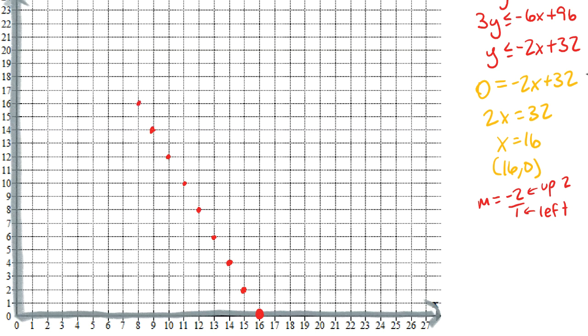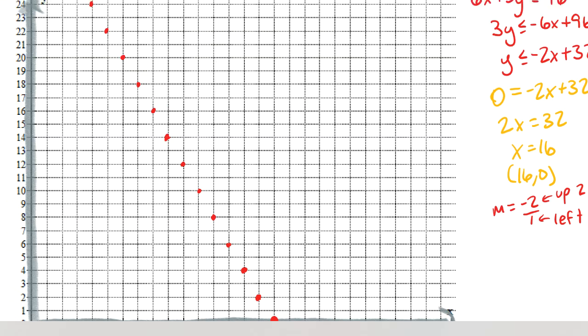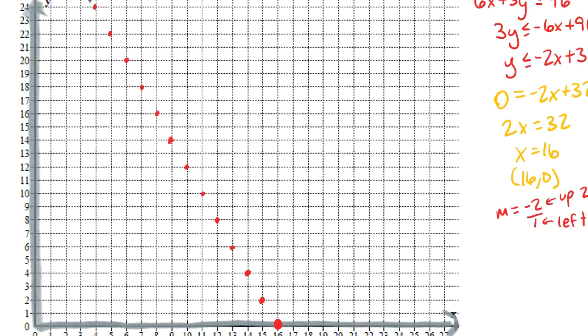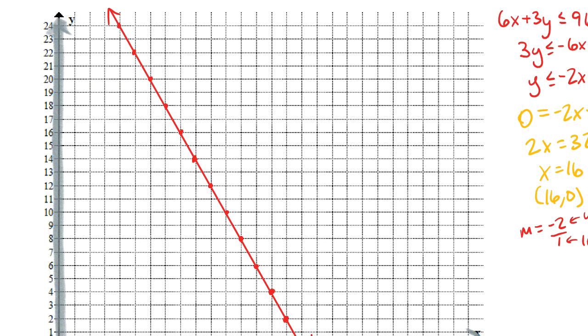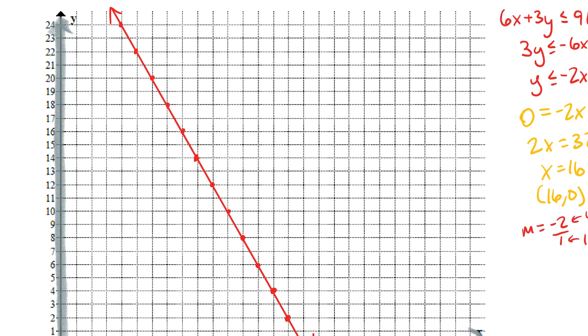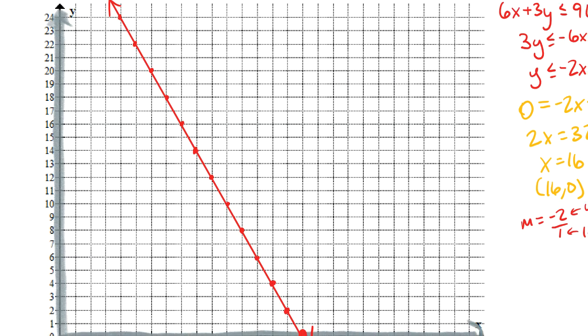All right, so I'm just going to keep going up 2, left 1 until I run out of space. Now I'm going to draw the line through these. There we go, there's our line. And notice that it doesn't quite ever touch the y-axis because we don't go up that far. That's perfectly fine. For our purposes, it's not going to make any difference, and you'll see why in a second.